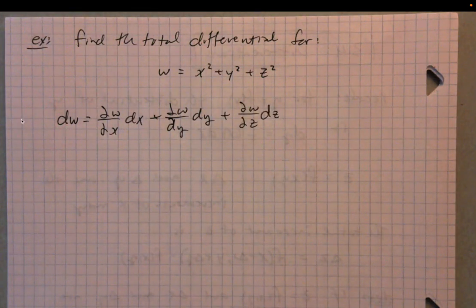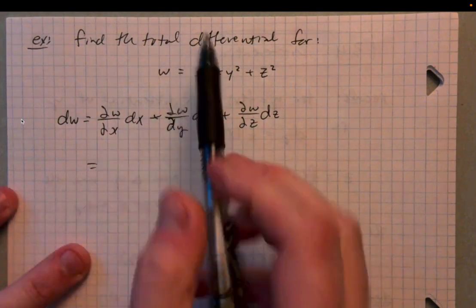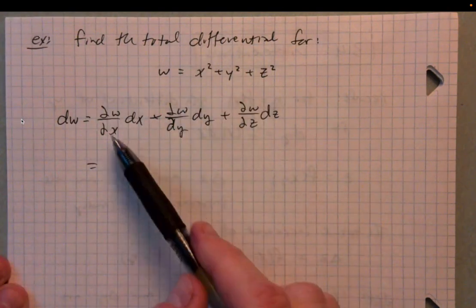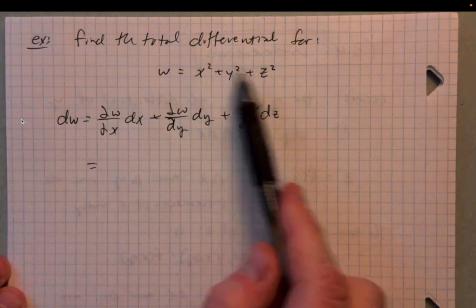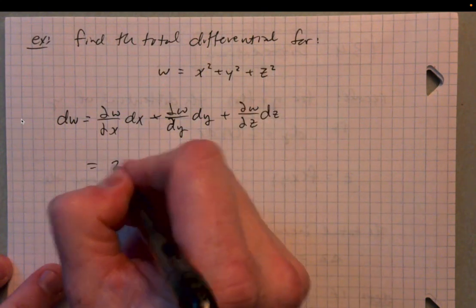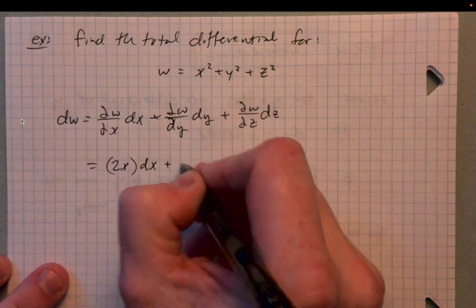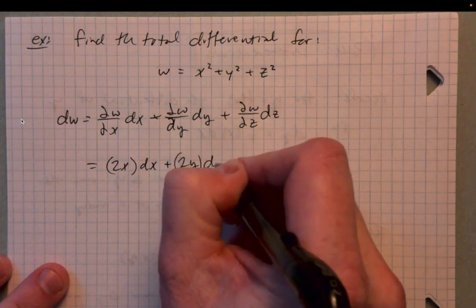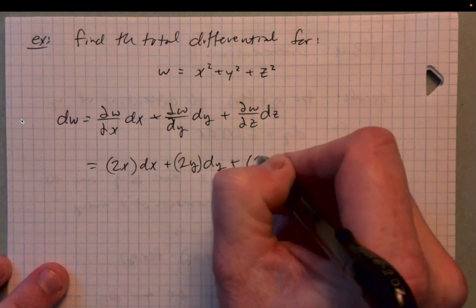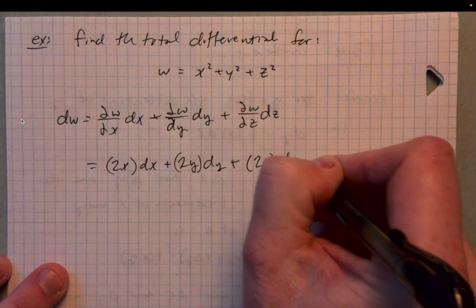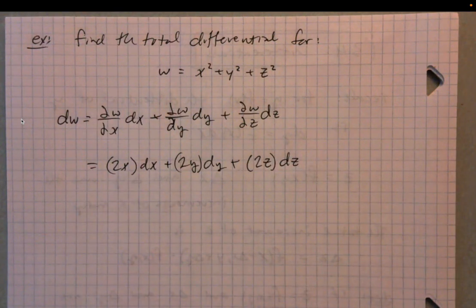Okay, and so we could easily go through and differentiate this, right? So when we take the partial derivative with respect to x, these are just constants, so that's just 2x dx, and then it's 2y dy and 2z dz. Okay. All right, so there's two examples of calculating the differential given the function.